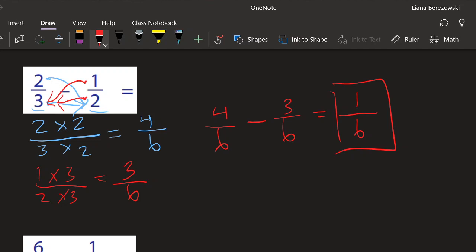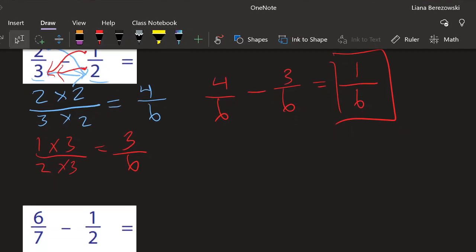Remember that anytime your numerator is 1, your fraction is already as simplified as it can get. You can't simplify it any further, right? Because if you were going to do that, you would end up with a number that's a decimal, and we don't ever want to have decimals in fractions.